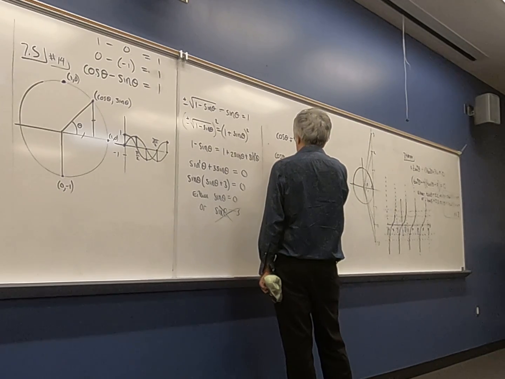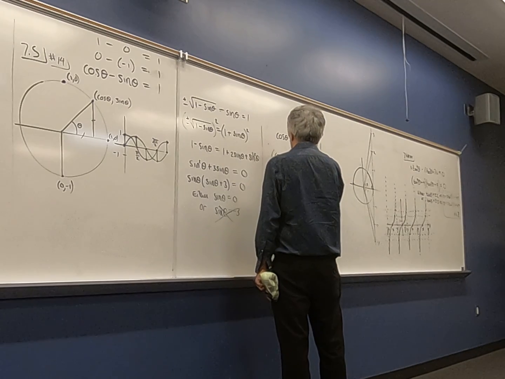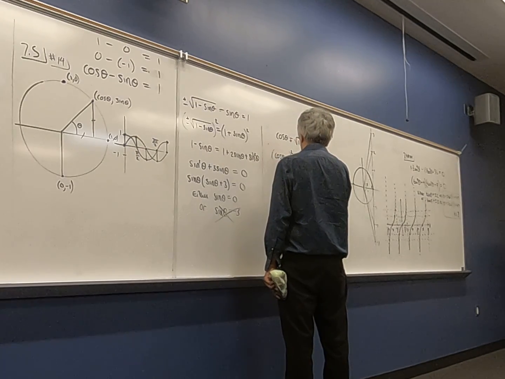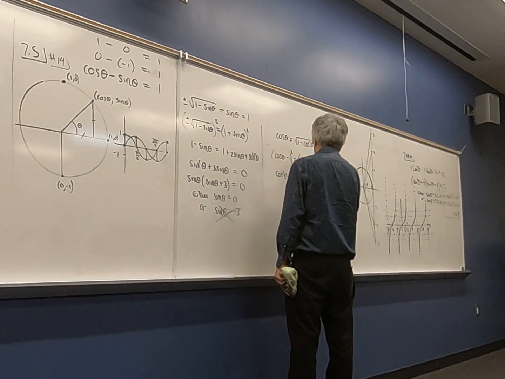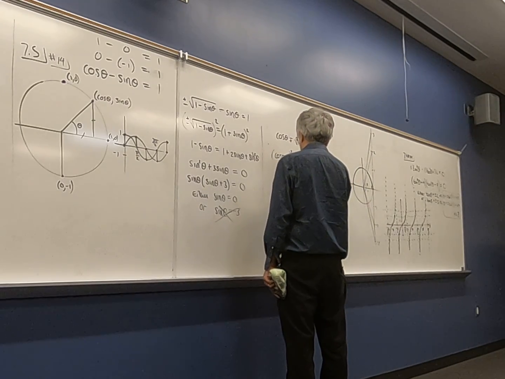And then if I square this and square that, then I get cosine squared theta minus 2 cosine theta plus 1 is equal to 1 minus cosine squared theta. That's going to give me 2 cosine squared theta.